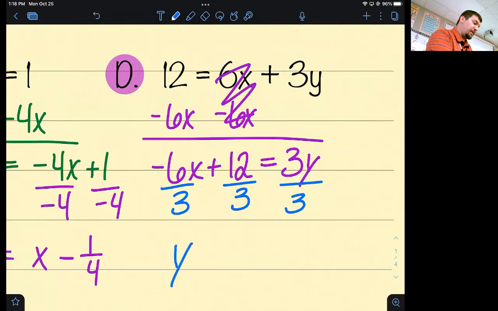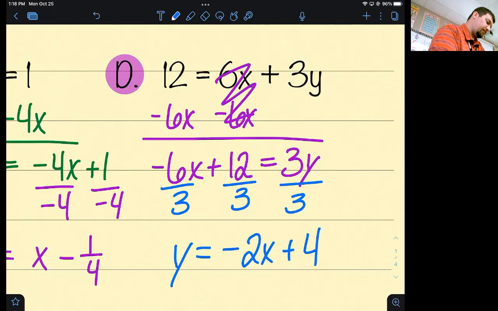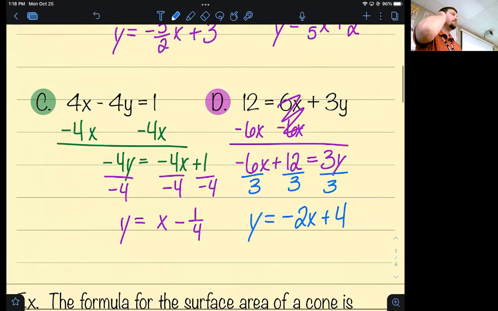By the way, I'm just going to go ahead and flip it around, put y equals on this side. Y equals negative 2x plus 4. Got it. Okay. Good.